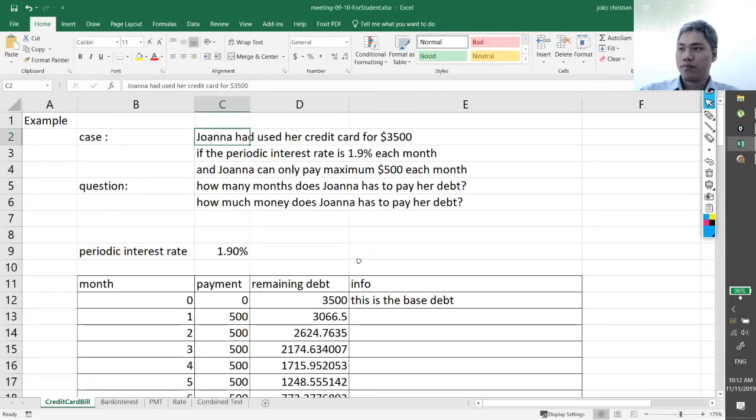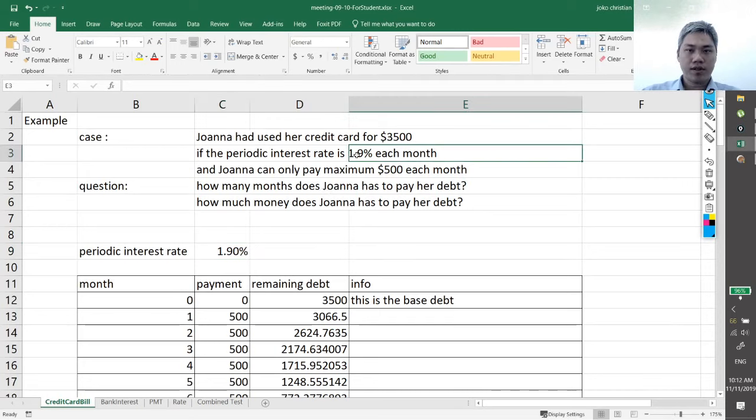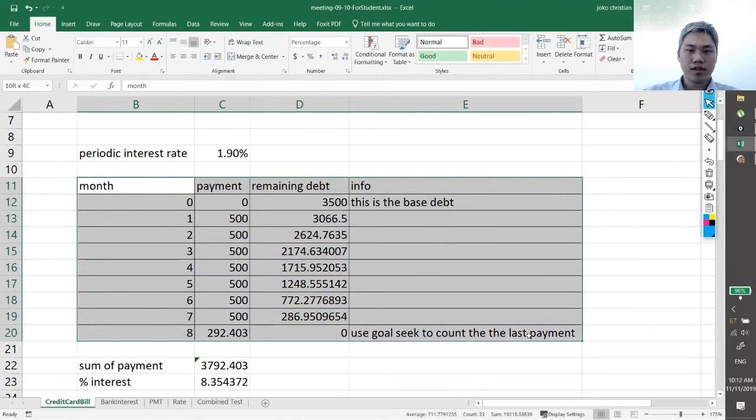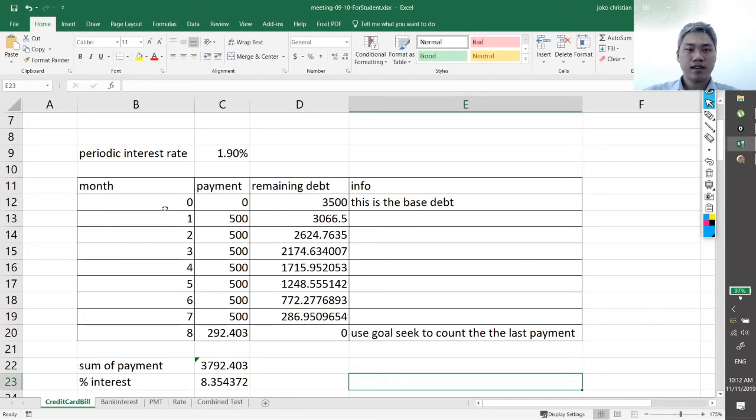Now, you need to remember that the periodic interest rate is for each month, so we need to count the periodic interest rate for each month. If you have the number in years, you need to divide it by 12. If you have it already per month, as in this example, we'll just put 1.9% in periodic interest rate. And then I create a small table here, nothing too fancy, starting from month 0 and so on. The column of payment, the column of remaining debt, and the column of info.